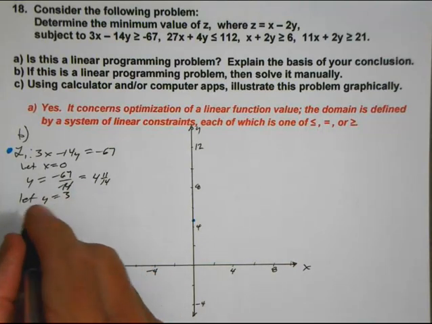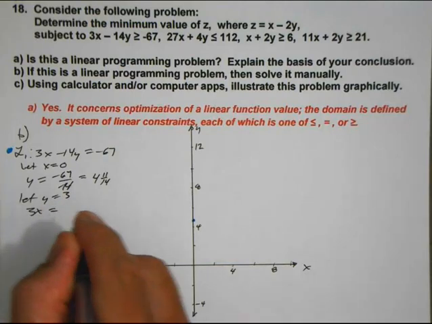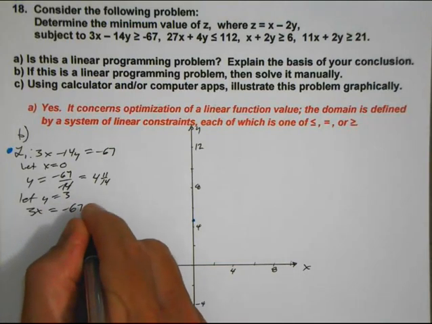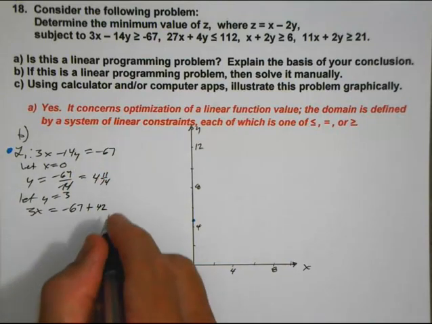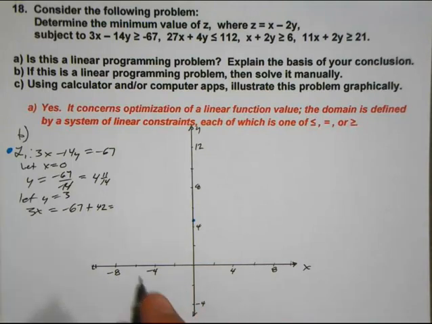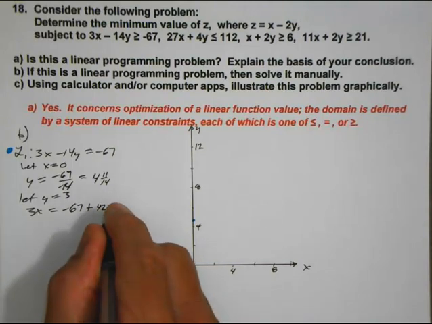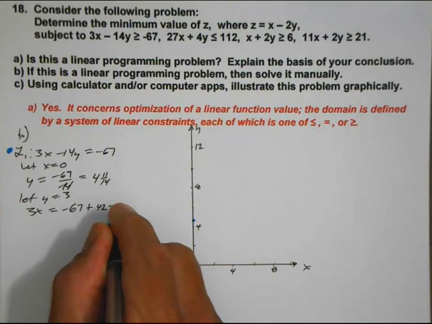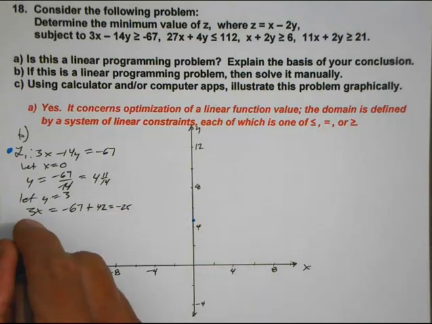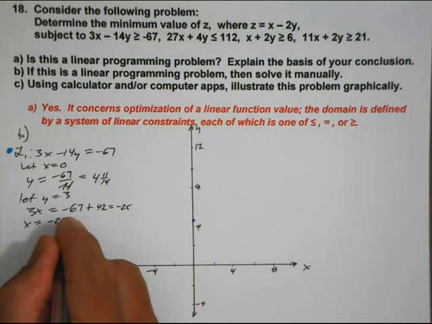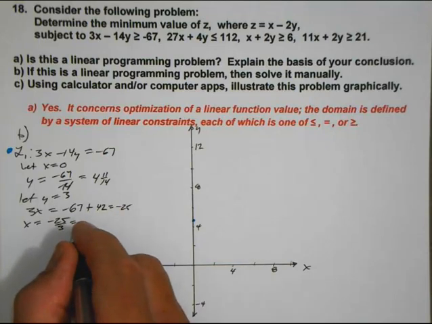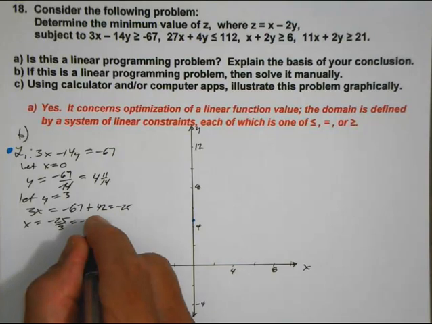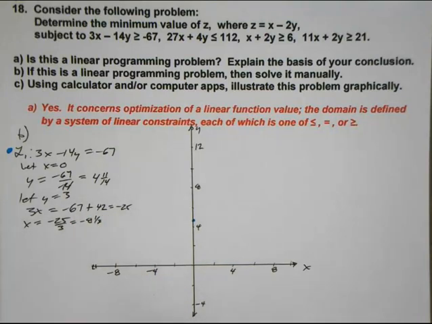If we do that, this gives us 3x equals negative 67 plus 14 times 3, which is 42. That would become 52, 62, 67. That's 25 with a negative sign. So then x equals negative 25 over 3, which is negative 8 and 1/3. Okay, we can graph that point.